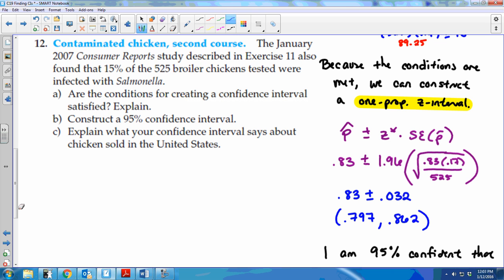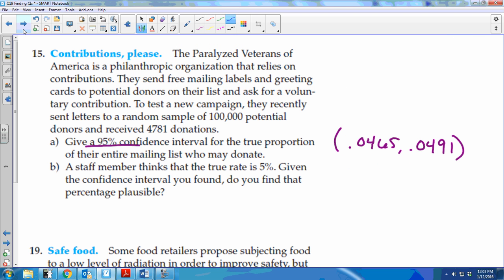All right, a few more side notes, and then I'll be done. And 15, it says the Paralyzed Veterans of America is a philanthropic organization that relies on contributions. They send free mailing labels and greeting cards to potential donors on their list and ask for a voluntary contribution. To test a new campaign, they recently sent letters to a random sample of 100,000 potential donors and received 4,781 donations.